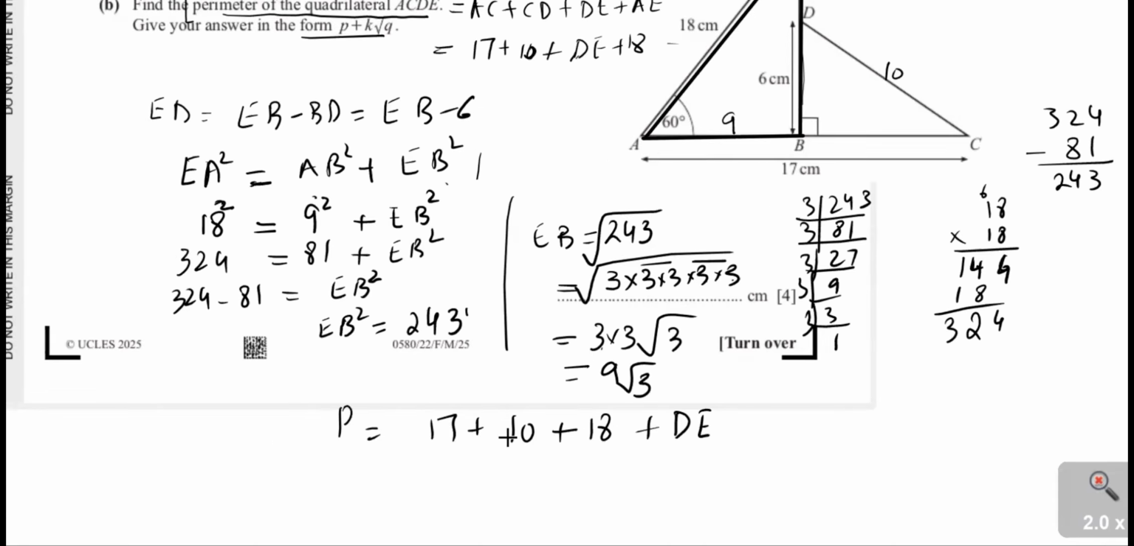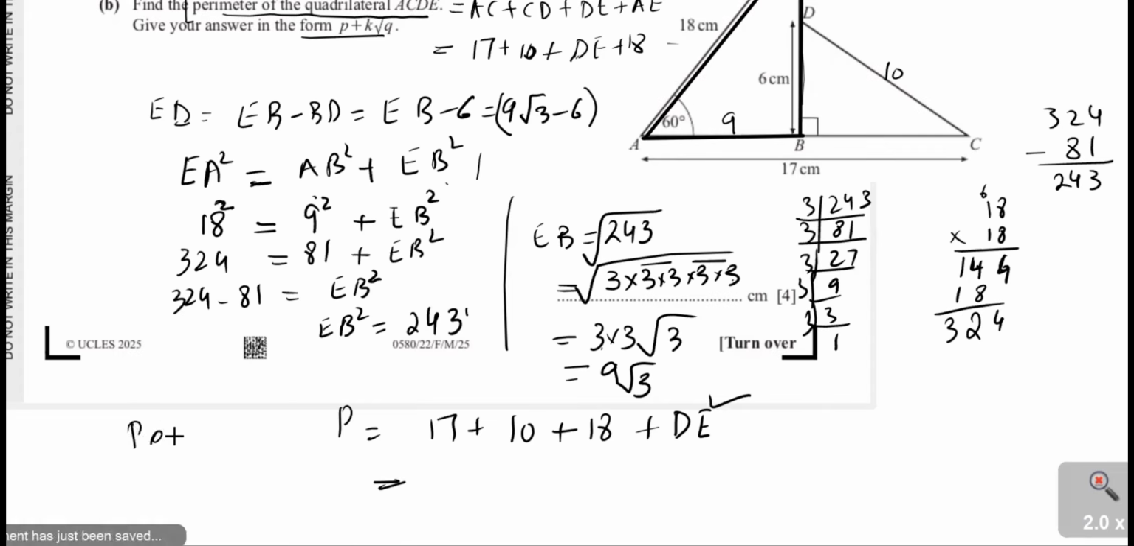Now we write the value of EB. This value here is 9 under root 3, and minus 6 we write as it is. This is the value of ED. Now we will substitute this value in the perimeter.